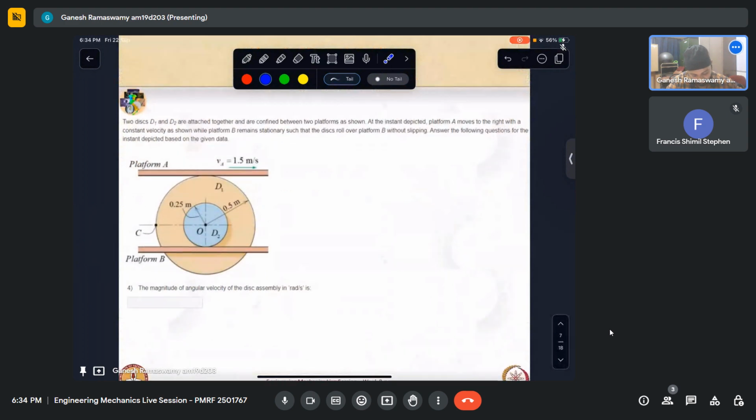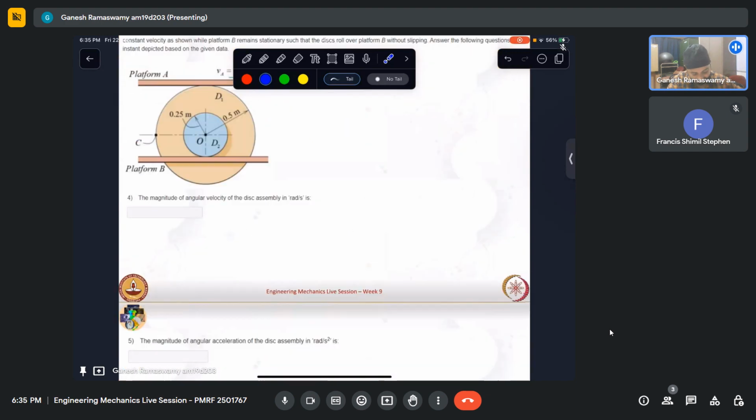Okay. So here we have two disks D1 and D2 which are attached together and are confined between two platforms as shown. At the instant depicted, this platform A moves to the right with a constant velocity while platform B remains stationary, such that the disk rolls over platform B without slipping. So essentially this is rolling over this point, and this platform is the reason why. So answer the following questions for the instant depicted.